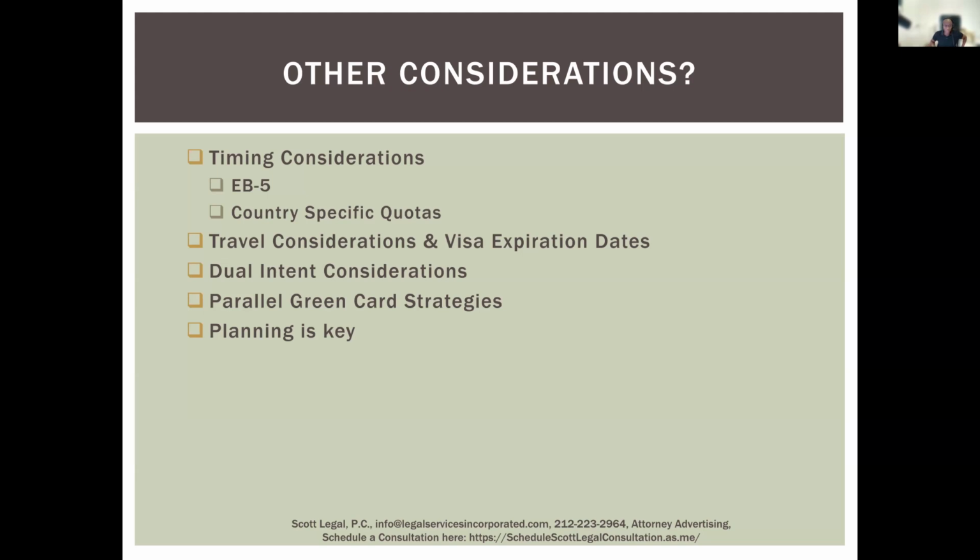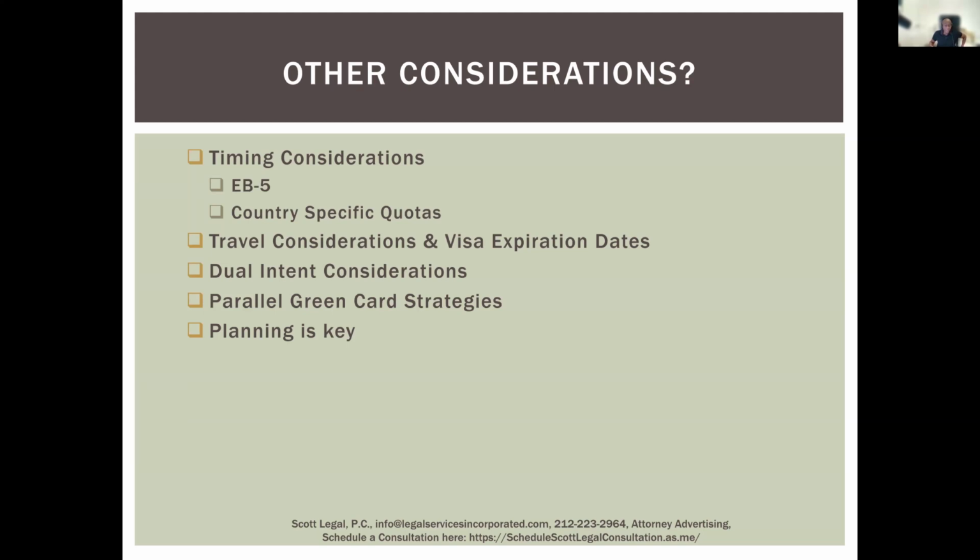then you really have to make sure that you're able to maintain your current status while you are waiting for either the category to become current or for the petition to be adjudicated. EB-5 petitions can sometimes take 4 to 5 years to be approved if the project is not in a rural area.